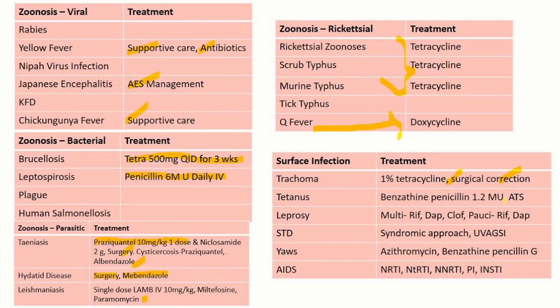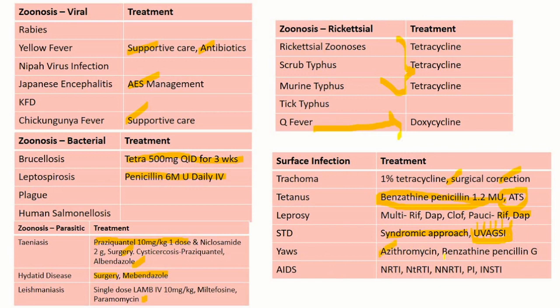Tetanus, benzathine penicillin 1.2 million units is a drug of choice. Anti-tetanus serum should be given in order to neutralize the toxin produced. Leprosy, for multibacillary it is rifampicin, dapsone and clofazimine. For paucibacillary it is rifampicin and dapsone. STD, syndromic approach is there. There are various color-coded tablets for this different set of symptoms, that is urethral discharge, vaginal discharge, abdominal pain, genital discharge, scrotal swelling, inguinal buboes.